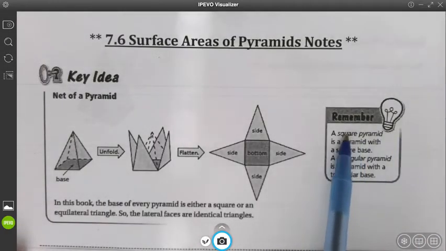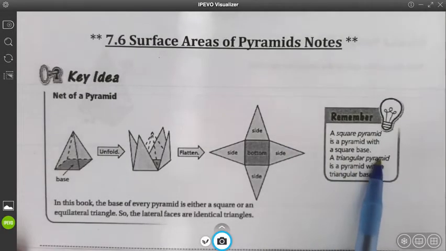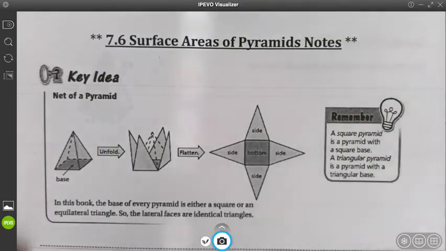A reminder over here that a square pyramid is a pyramid with a square base, and a triangular pyramid is a pyramid with a triangular base.